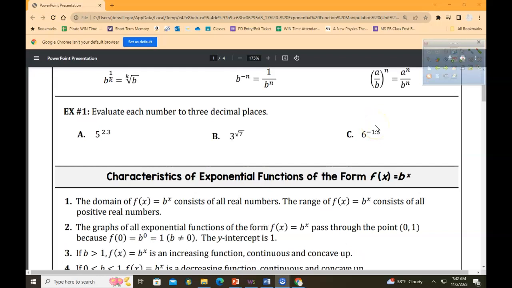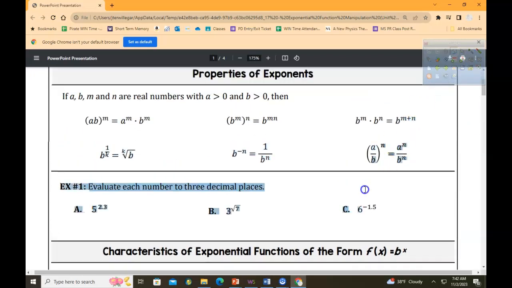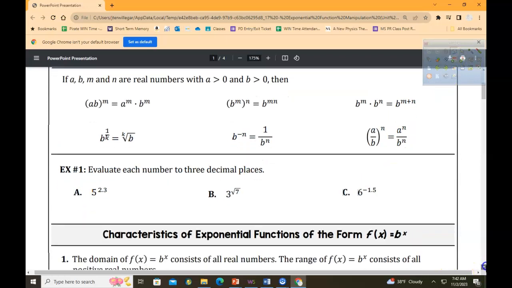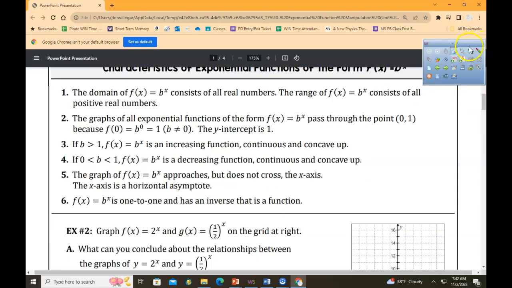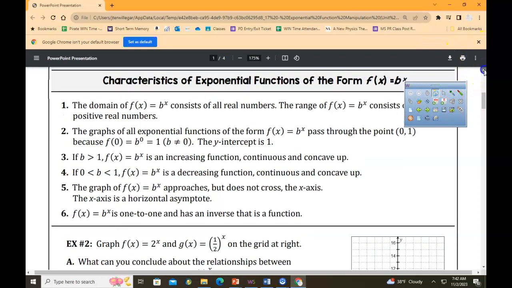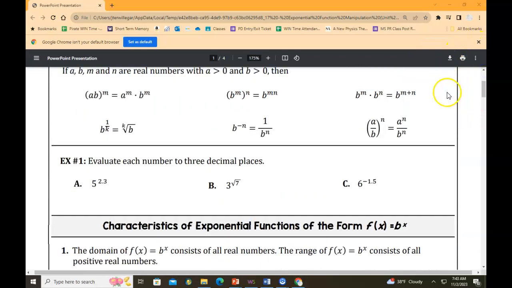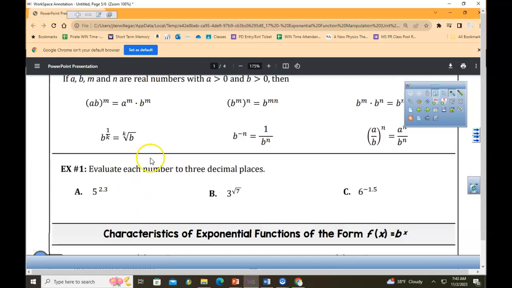Evaluate each number to 3 decimal places. If I were you, I'd be a student. Jiminy Crickets, if I were you, I'd know how to use this. If I were you, I'd plug these in my calculator and see if I get the same thing that I'm getting.